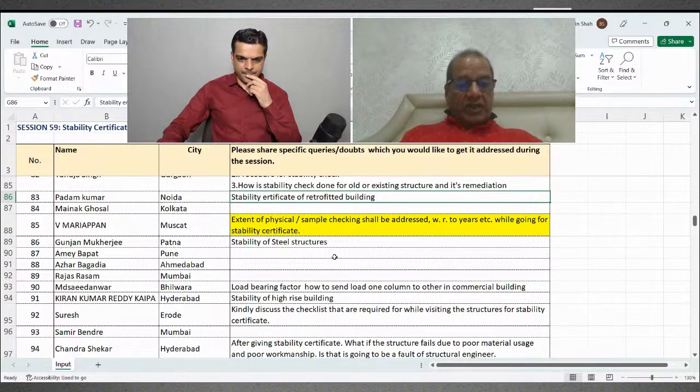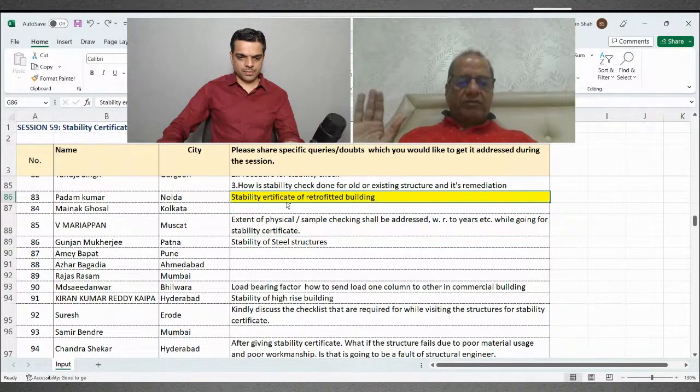Stability of steel structures is the same way as any other RCC structure. The certificate will be the same.